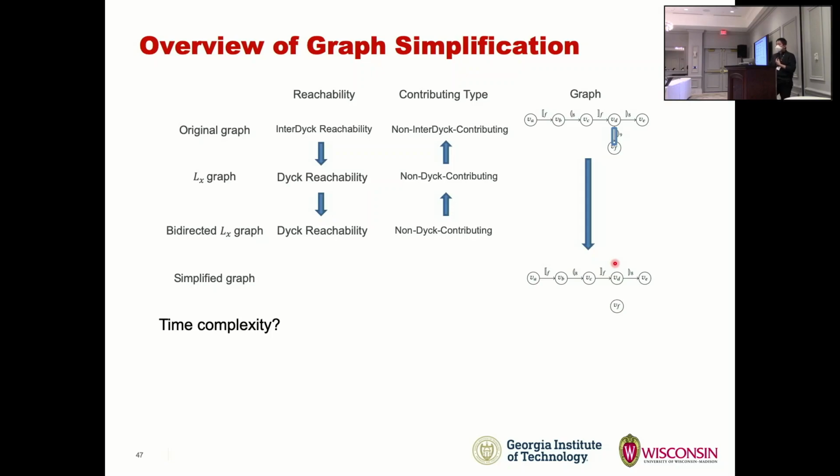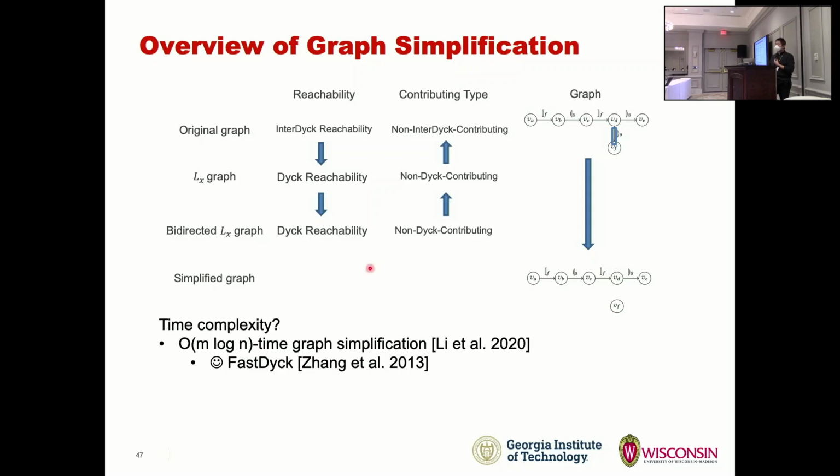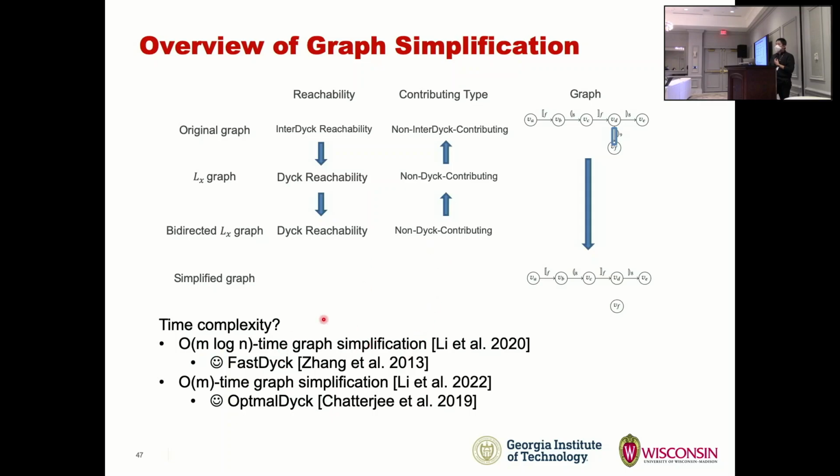Okay, so what is the time complexity? It depends on the underlying fast Dyck algorithm. In the original version of graph simplification, we used the old version of fast Dyck, therefore the simplification takes m log n time, and the result has been improved. In the newer version, thanks to an anonymous reviewer, who pointed out that we can use the optimal Dyck algorithm to speed up the process. And yes, it turns out to be the case. So we can also use the optimal Dyck results to do the graph simplification in almost linear time.